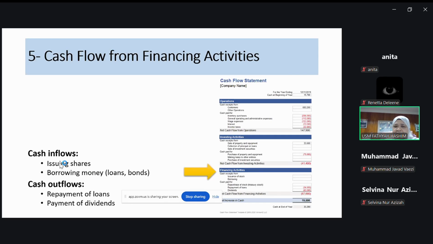And the third heading for the cash flows is the financing activities. When the company needs extra financing, then they will issue shares, perhaps, yeah, or issue bonds. So when they receive the money from the shareholders upon the issuance of shares, then it is cash inflow. But when they pay back to the bondholders, or they pay back in terms of dividends, it is a cash outflow.